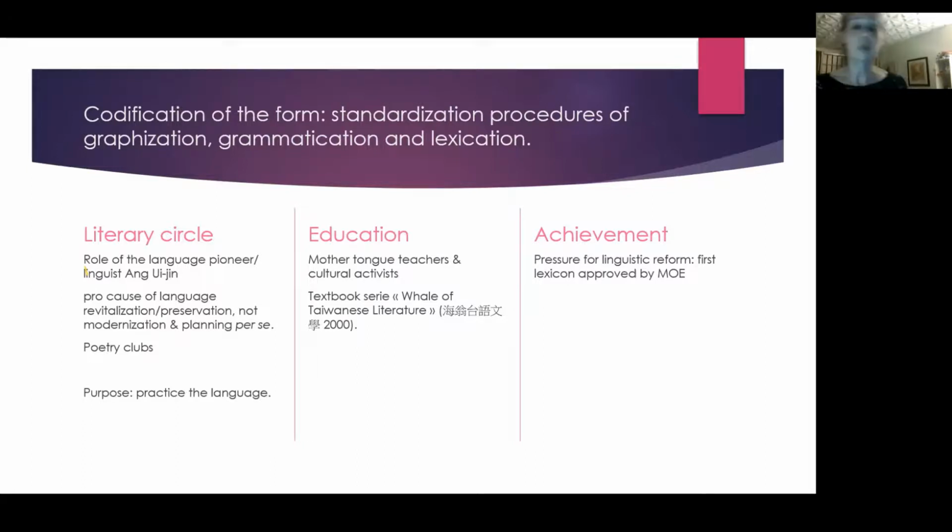Come to codification, the next step. So on society, we decided, yes, this is the norm. These are the orthographies we can use. Now we have to codify the language, and we have to codify the grammar and the lexicon.